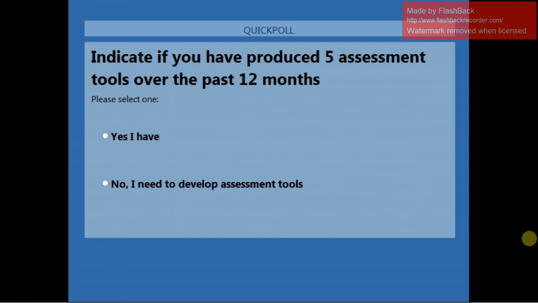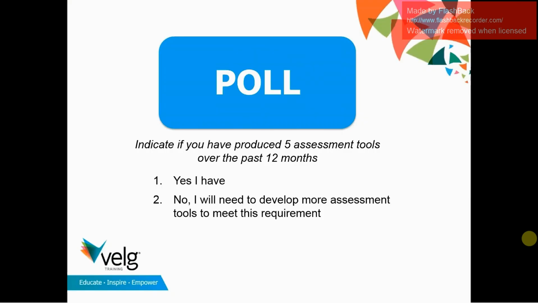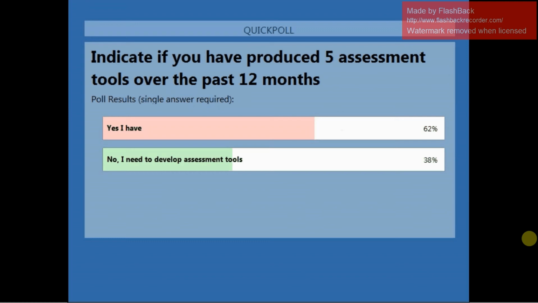Okay, so those figures are starting to build up there. We've got probably 2/3 of people saying that they would have produced 5 assessment tools over the past 12 months, and the other third saying, no, I need to develop assessment tools. And again, that's a really good indication for me, because what it might be showing is that quite clearly we have a number of people who may already have this unit of competency and have been using their skills and their knowledge to actually create these assessment tools. Or for some people, those assessment tools have already been developed for you, and what you're doing, you're using them.